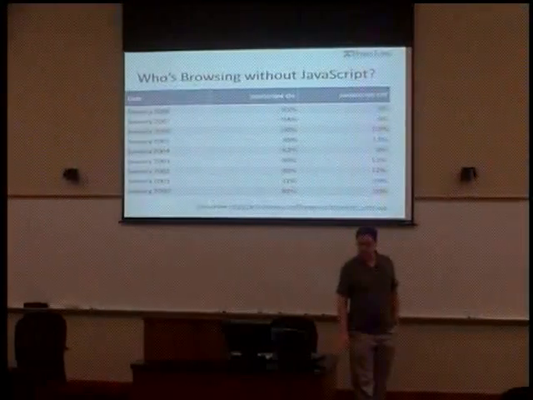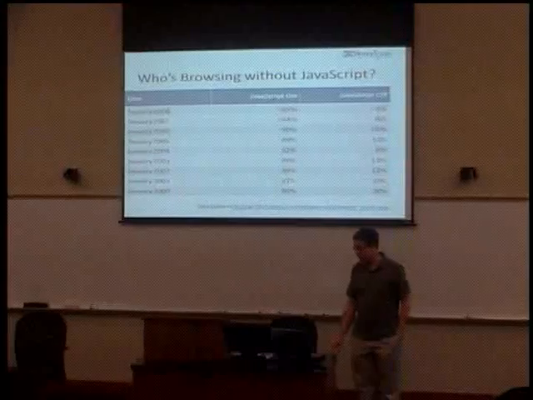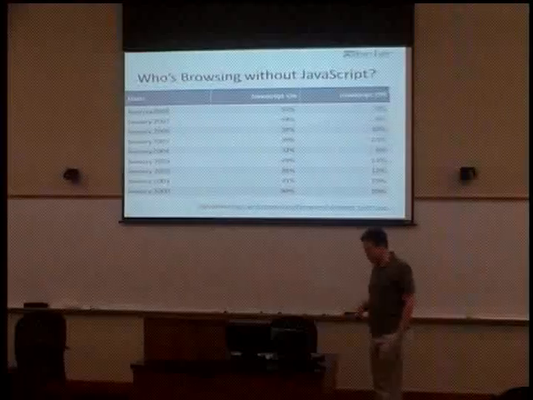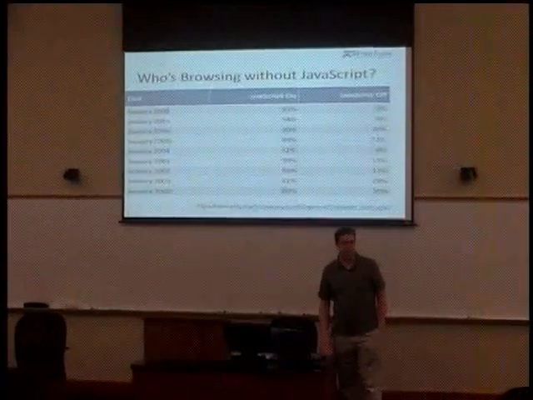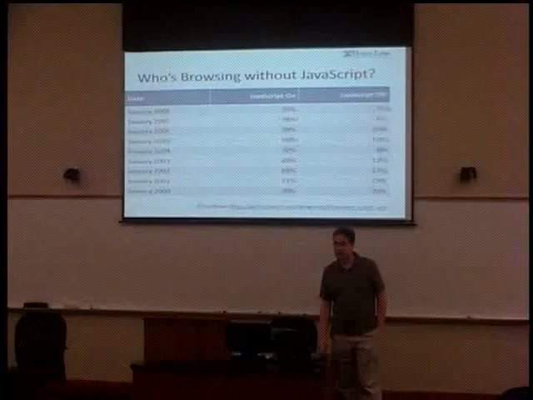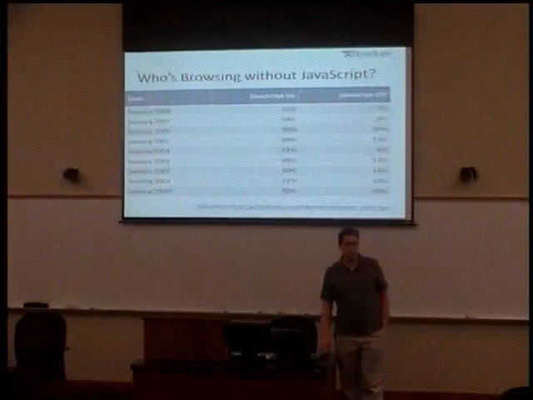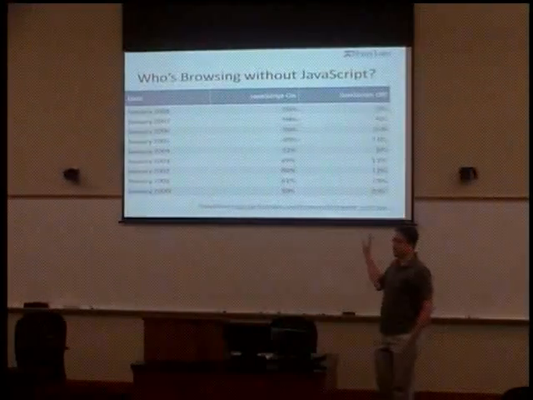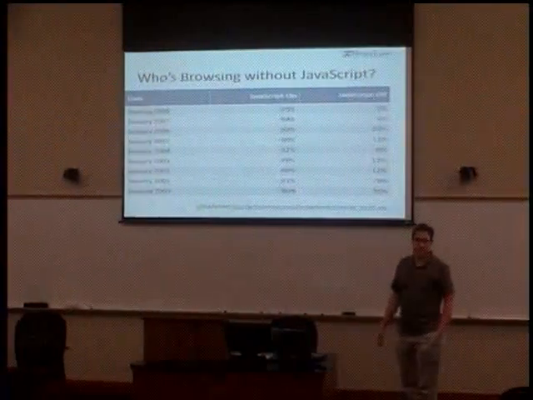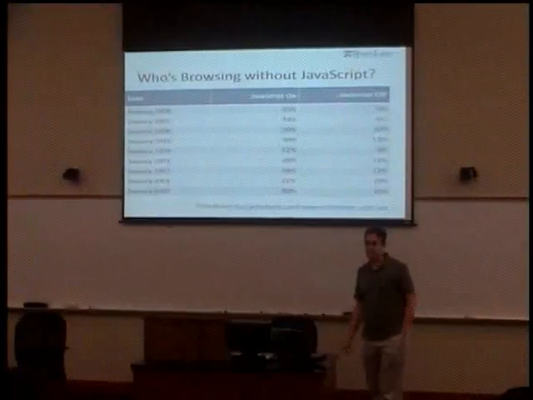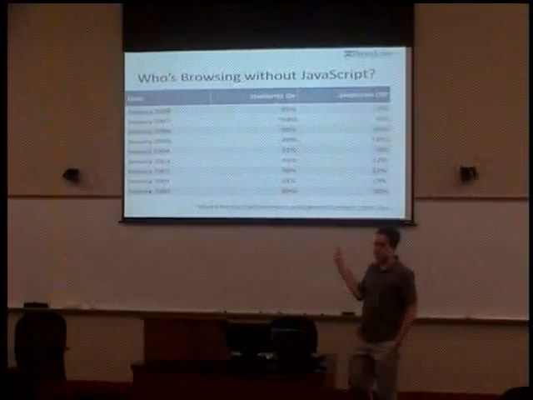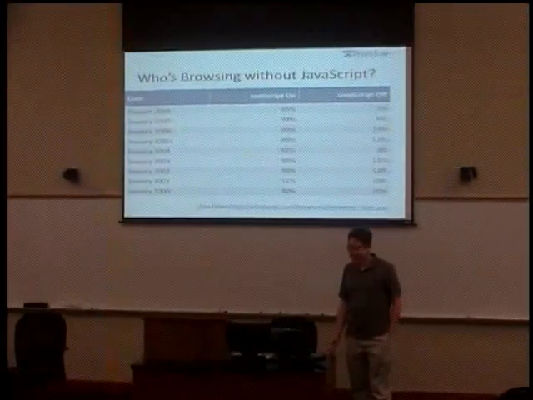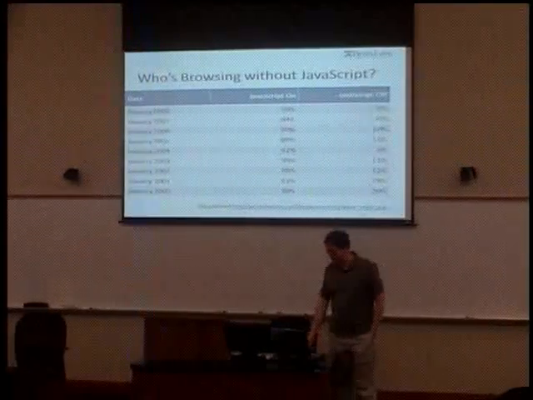So this comes from w3schools.com, who's browsing without JavaScript. It goes from 2000 to 2008. You can see that the percentage has gone from 20% down to 5% in 2008. The current estimates are between 1% and 3% are browsing without JavaScript. This site may be a little biased because they're measuring who's coming to their site without JavaScript enabled, and the people who tend to visit w3schools.com are developers who are a little more paranoid than everybody else, so they tend to come without JavaScript enabled.